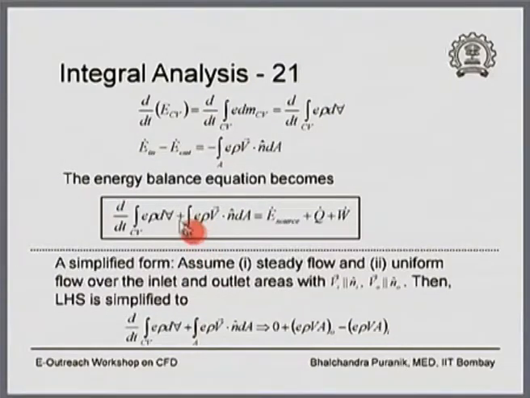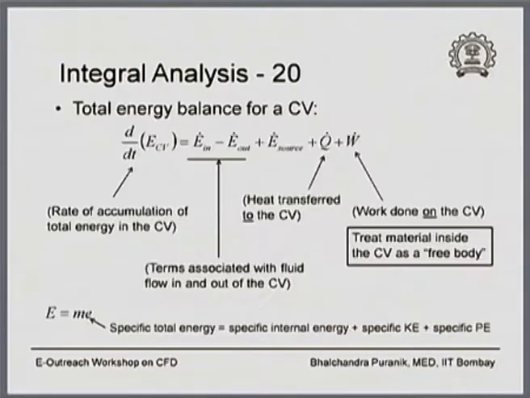Remember that this plus the integral over the control surface, the area surrounding the control volume, of small e times rho V dot n dA, represents the net outflow of total energy from the control volume. The remaining three terms in the original equation are the source term due to some sort of chemical reaction, if it exists, the heat transferred into the CV due to either conduction or radiation, and the work done on the CV. I am leaving these terms exactly the way they are without doing any more analysis on them.